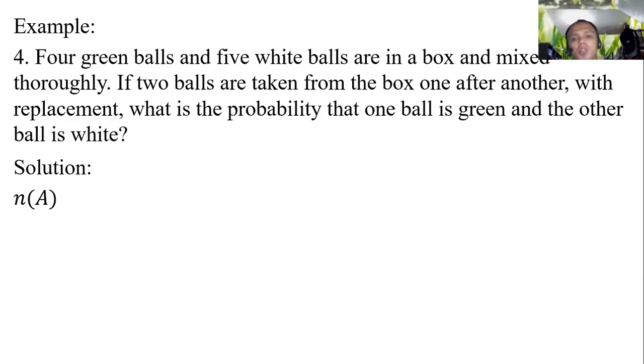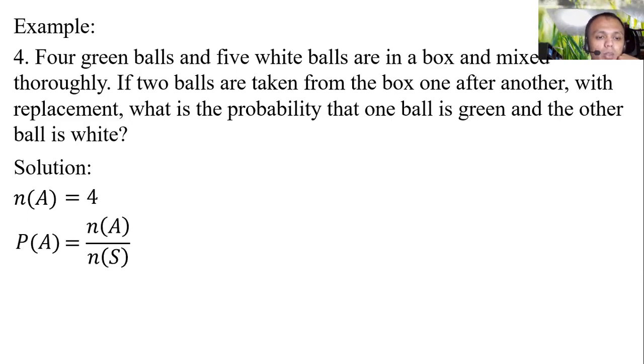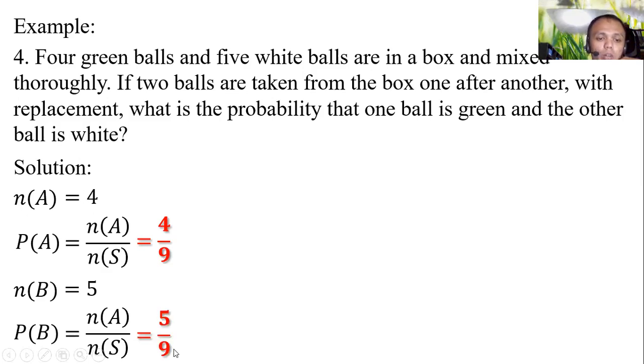Now, what is the number of events for A? Let us name yung green ball as A. Ilan yung green ball natin dyan? We have 4. Okay, what is the probability? Number of A is 4, then the sample space is 9. Bakit naging 9? Meron tayong 4 green balls, meron tayong 5 white balls, 4 plus 5, that is 9. So yung probability natin is 4 over by 9. Next, number of event B. We will name white ball as event B. Ilan yung white ball natin dito? We have 5, no? So the probability is equal to 5 over by 9.